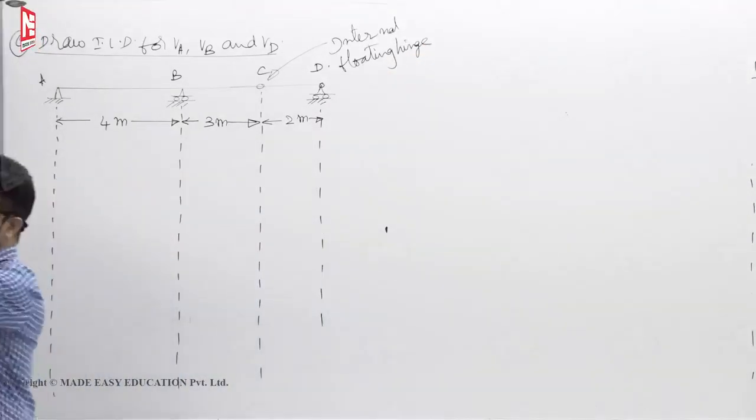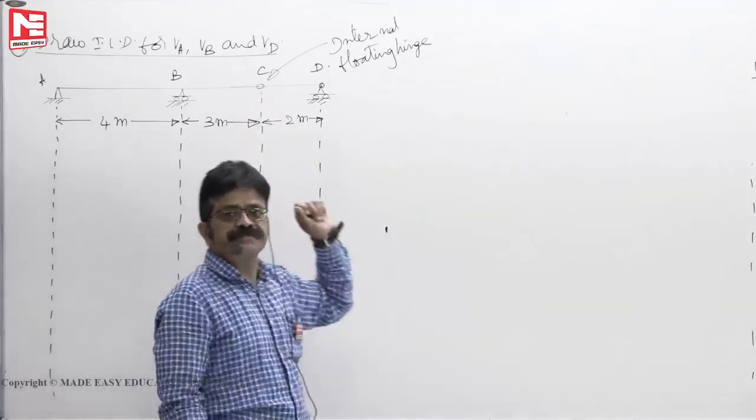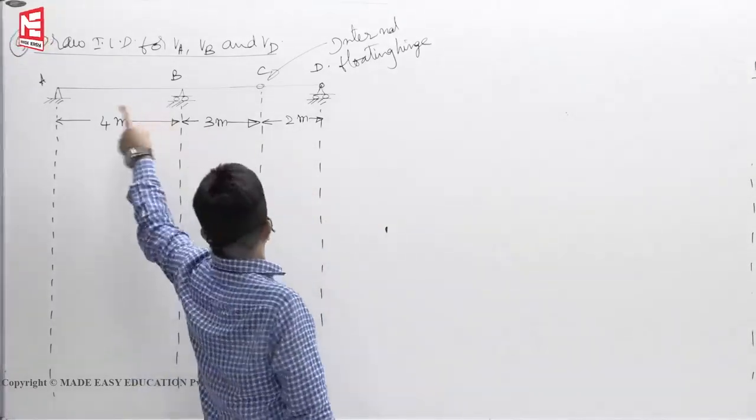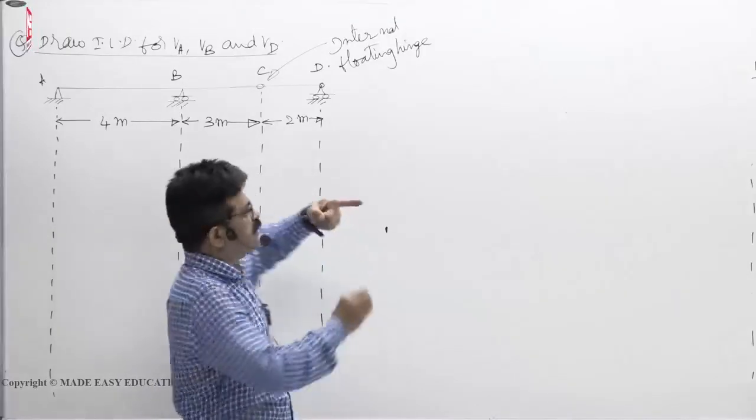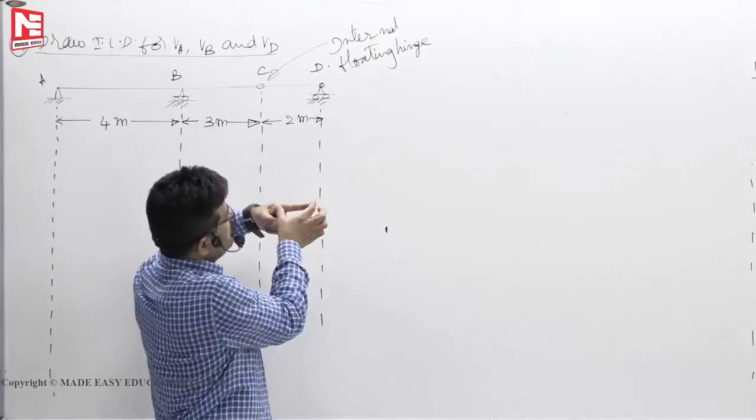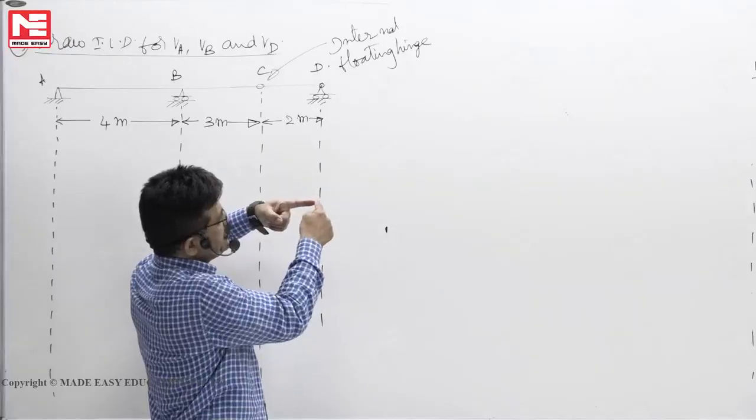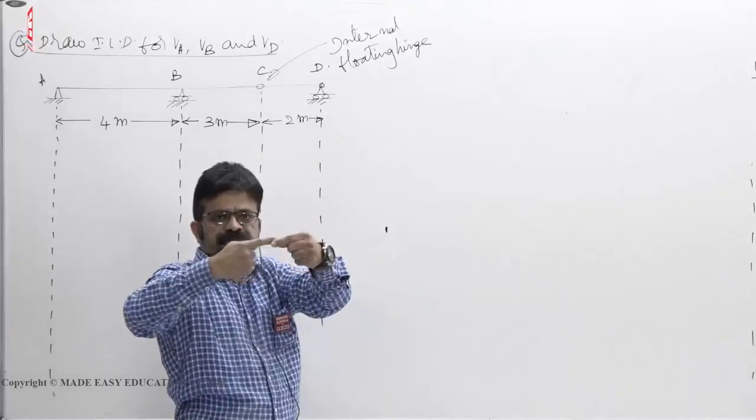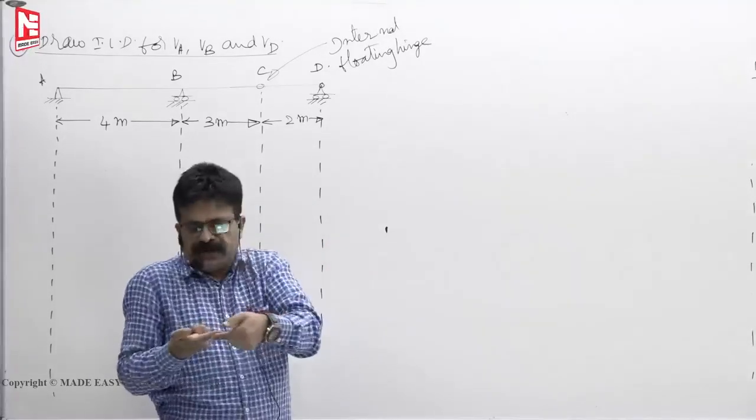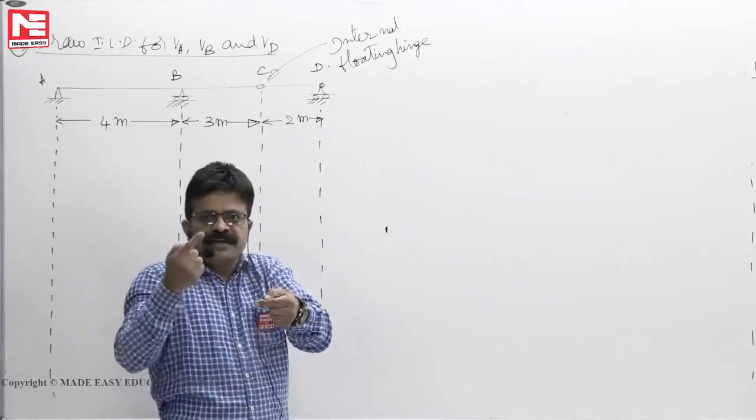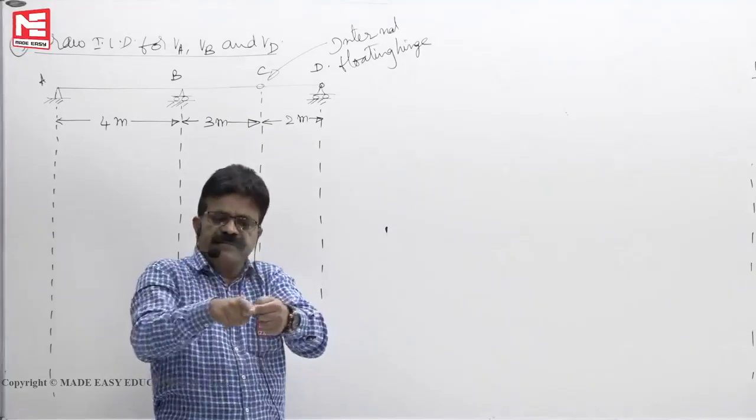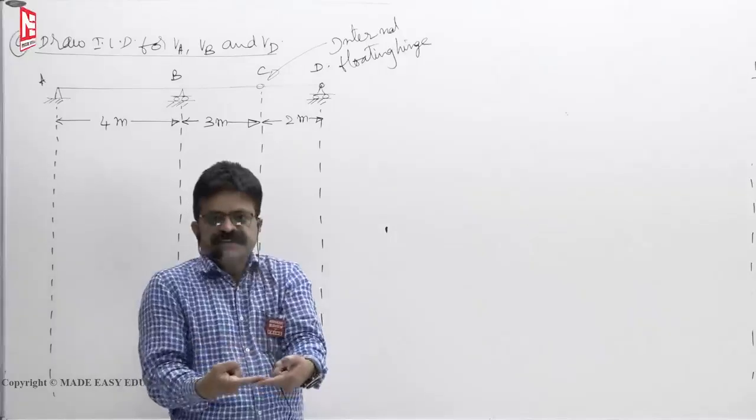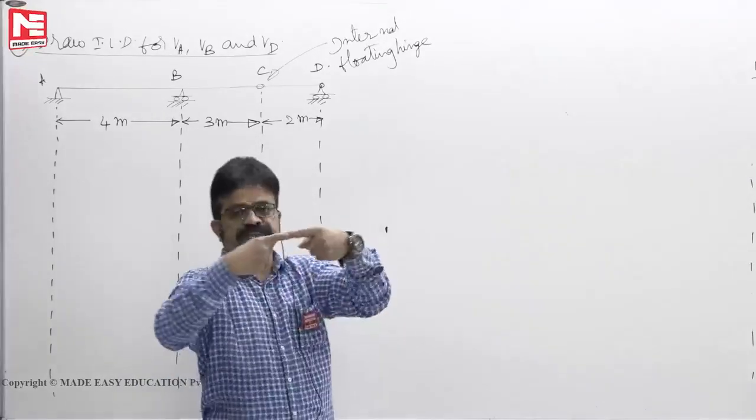At the internal floating hinge, what will be there? At the internal floating hinge, there is a pin. ABC is a single member, point A here, B is somewhere here, C is here. Then CD is another member, and you overlap it. Assume that they are overlapped like this. Take a drill bit, make a hole, then insert one bolt, keep a nut here. That type of connection will be there at C.